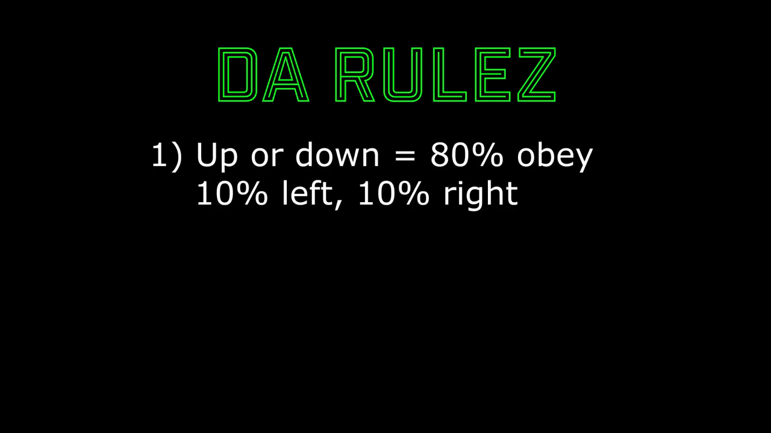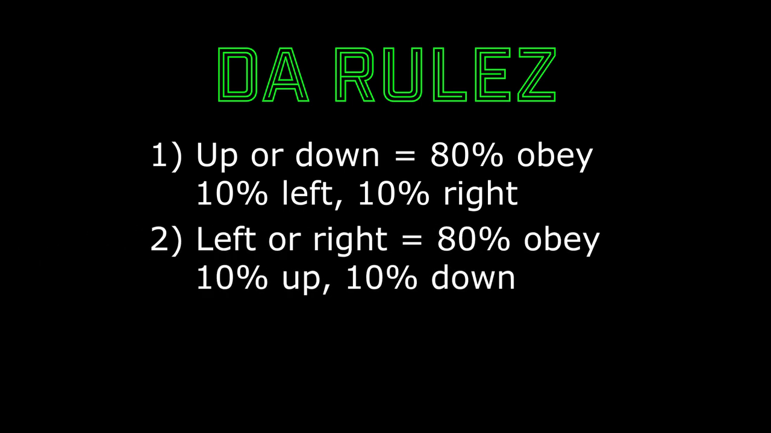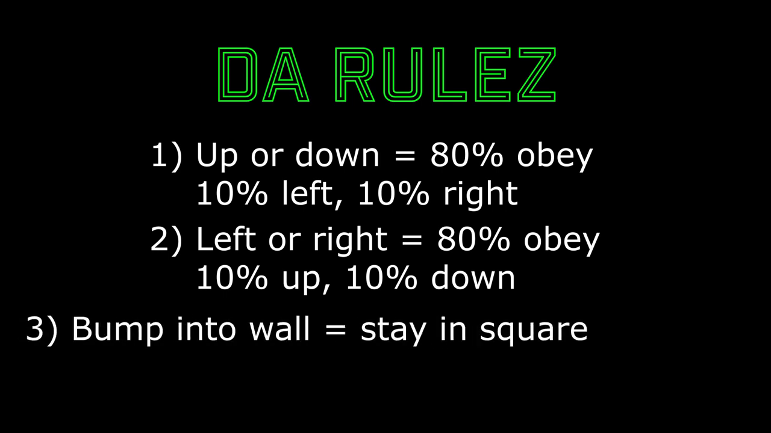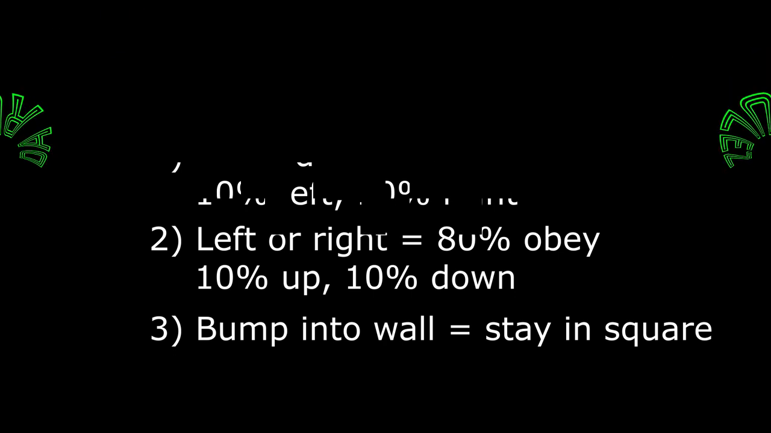All right, so here are the rules for our new grid world. One: if we tell Mario to walk up or down, he has an 80% chance of obeying, but a 10% chance of going left, and a 10% chance of going right. If we tell Mario to walk left or right, he has an 80% chance of obeying, 10% chance of going up, and 10% chance of going down. If Mario bumps into a wall, he stays in the same square.